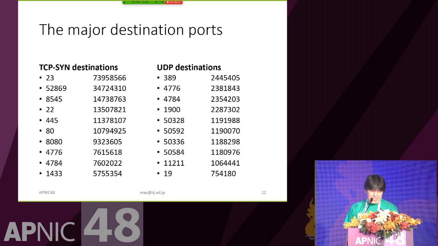So the major destination port was TCP 23. No surprise. Telnet. Right, because we have many IoT devices that are still using telnet as a control channel. And some others, 52869, 8545, 22, right? Pretty common port numbers. And once we have some security hole on a particular port number, yes, we are seeing a spike for that port as well. And the UDP ports as well.